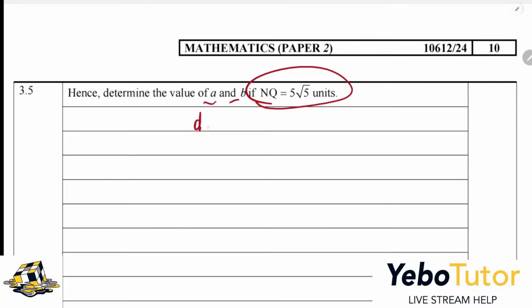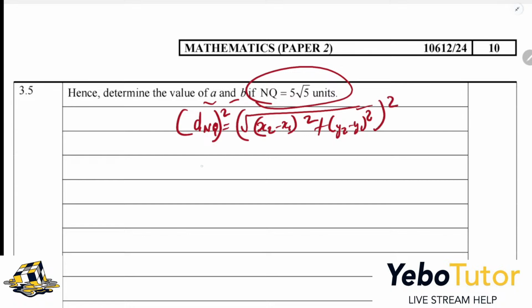We know that the distance between 2 points, the distance of NQ, will be equal to the square root of (x2 minus x1) squared plus (y2 minus y1) all squared. Of course, if we want to remove that root, we now have to square both sides. So the distance of NQ squared will be equal to (x2 minus x1) squared plus (y2 minus y1) squared.